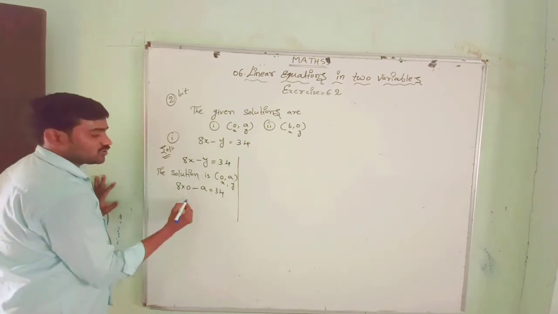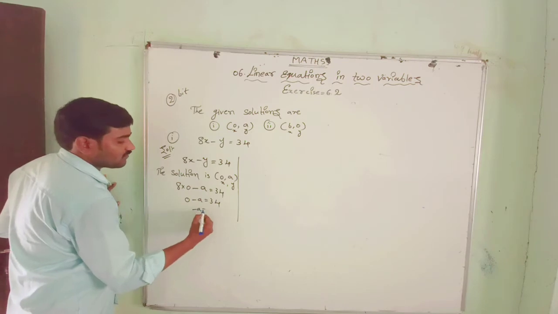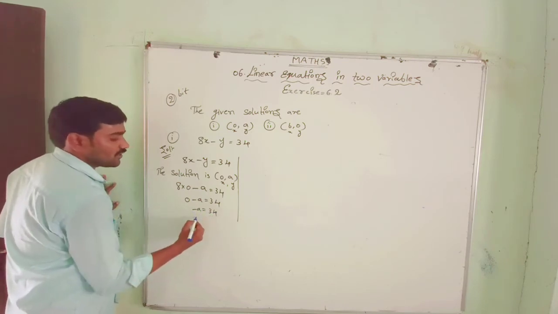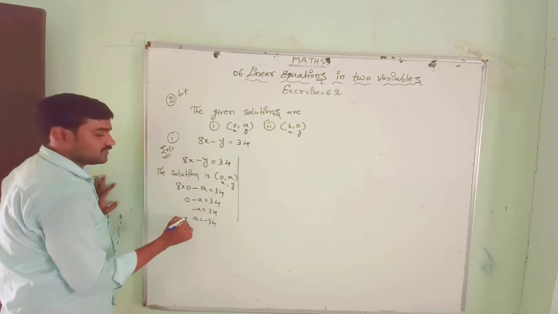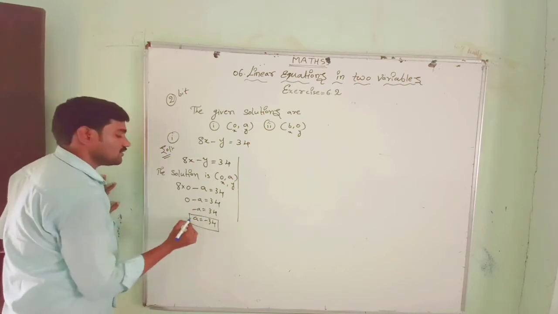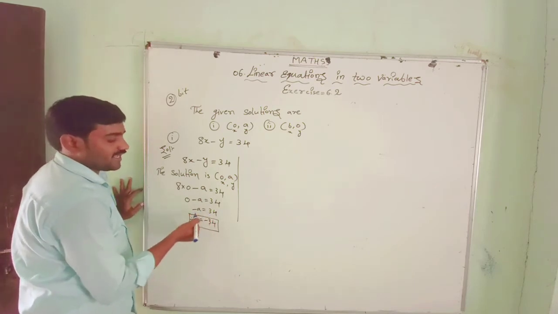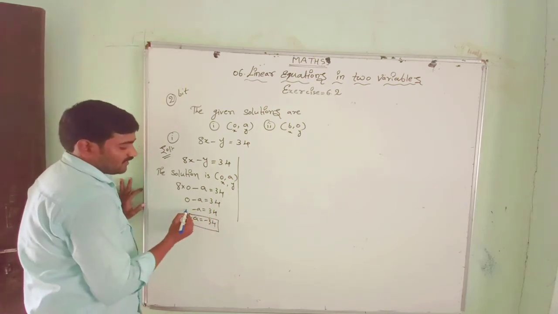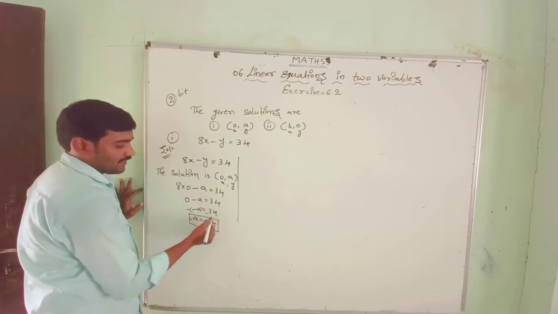See, 8 into 0 is 0, minus a equal to 34. Minus a equal to what now? 34. So a equal to minus 34, by multiplying minus on both the sides. We get minus a equal to 34, then a equal to minus 34. If you multiply minus with minus on both the sides, minus into minus is plus, and here minus 34.